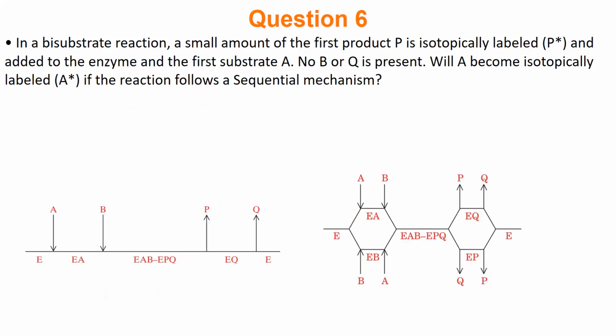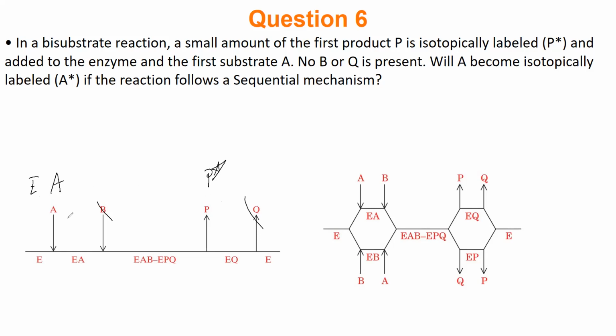And also the first substrate A and E as well. I don't have B or Q. So let me write that down. So I have labeled P, and I have enzyme E, and I have substrate A. I don't have B, I don't have Q.